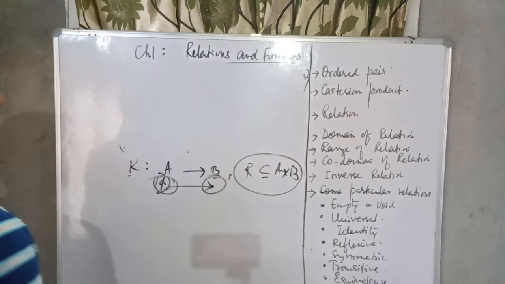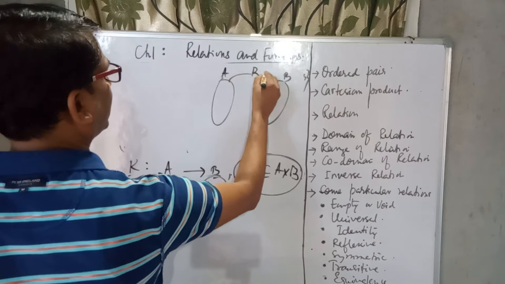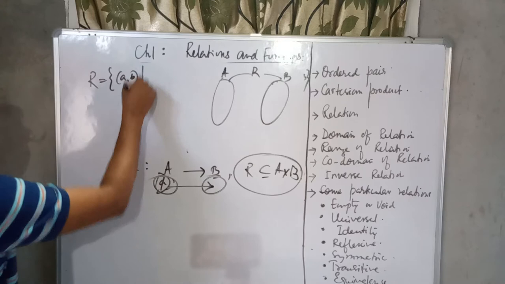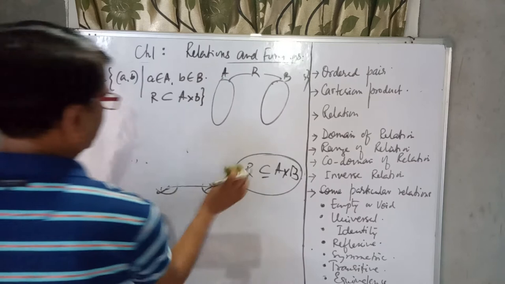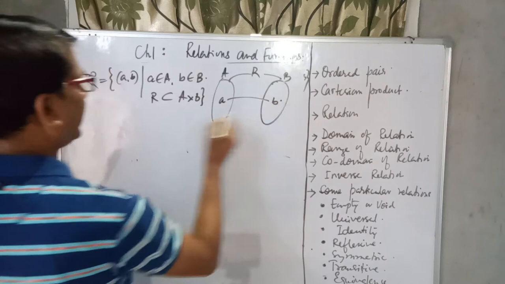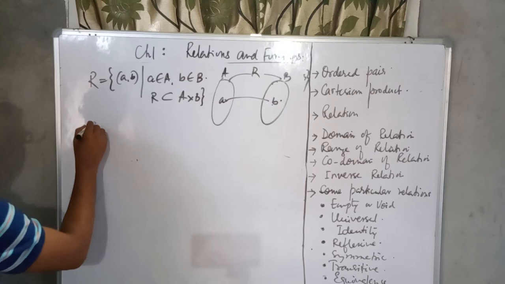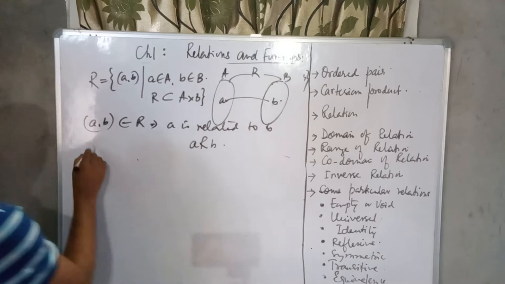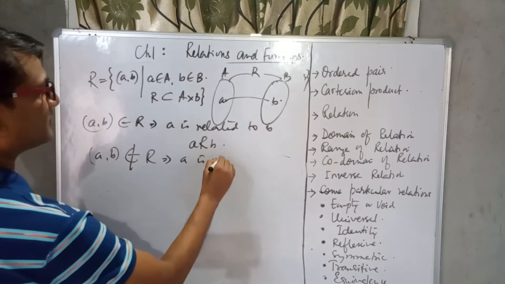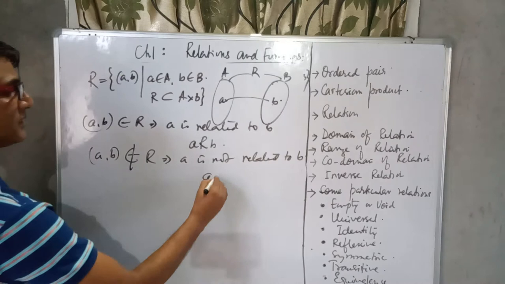Now see, this is A, this is B. This is the relation from A to B. So R is the set of (a, b) such that a belongs to A, b belongs to B, and R is a subset of A cross B. If a is related to b, that is, if (a, b) belongs to R, it implies a is related to b, and shortly it is written as aRb. And if (a, b) does not belong to R, it means a is not related to b, and shortly it is written as a not R b.